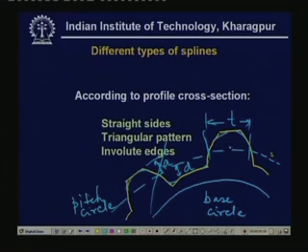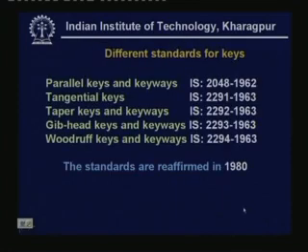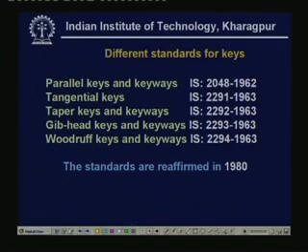So, there are different standards. Now, these are different kinds of splines. Different standards for keys, we have to maintain some standards. For parallel keys and keyways, we have IS 2048. There all the information about the width, length and the height are given, also tolerance, etc. So, when we have to use such keys, we will have to look up those standards.